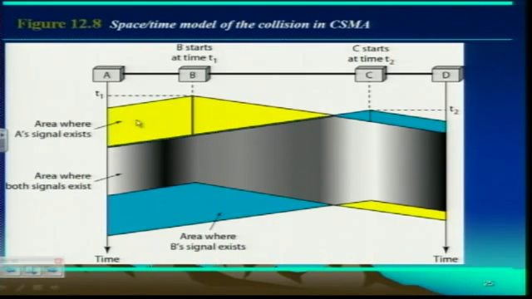This guy has started sending, and then at this point, while it's not done, this other guy starts sending and wants to send this size frame. So this is the area where both signals exist, and there's going to be a problem.